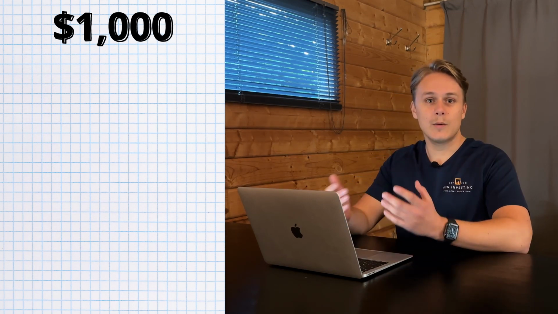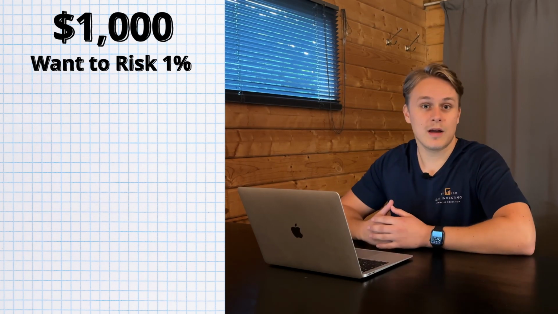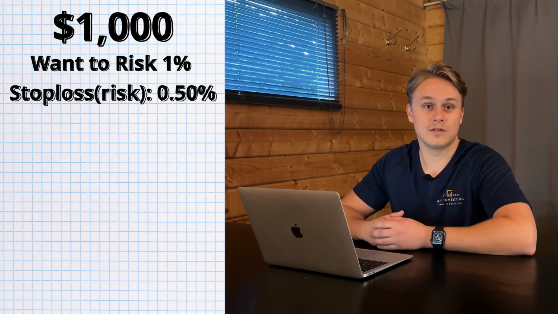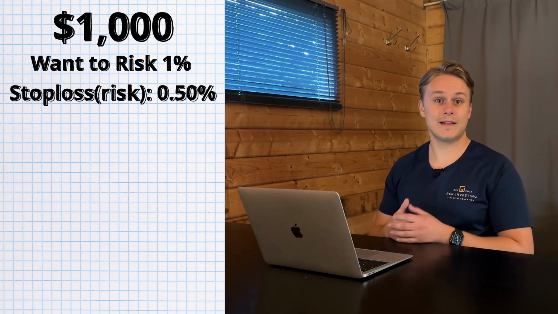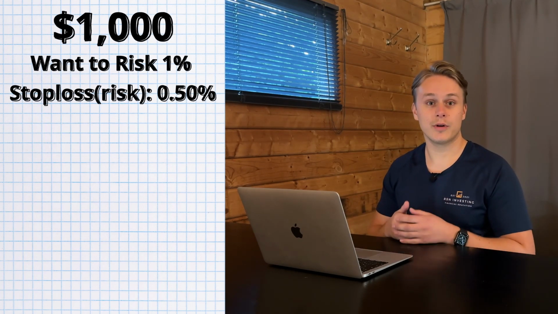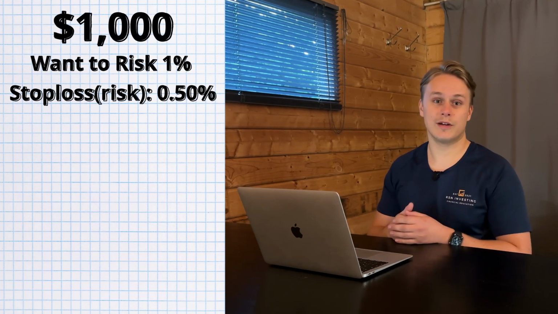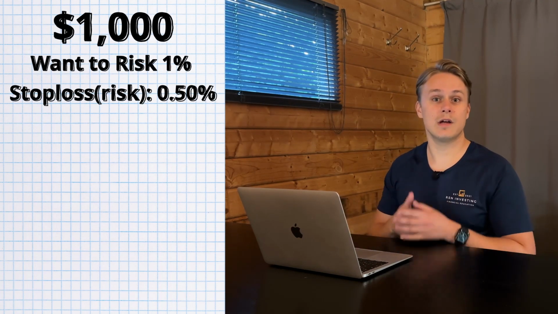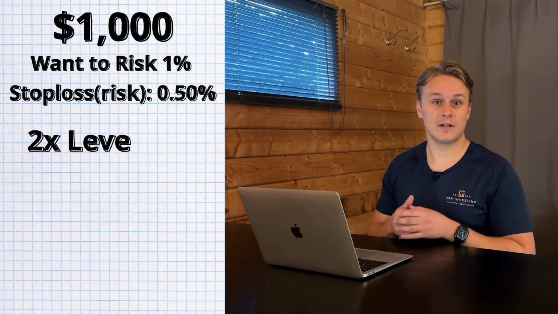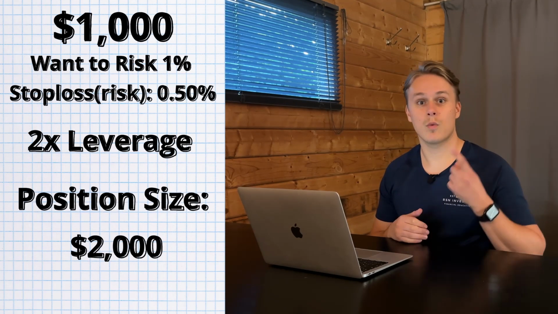Let's say we have a $1,000 trading capital and we only want to risk 1% every trade. Let's say we found a setup and we found a suitable stop loss at 0.5% away from our entry. If we enter this trade with $1,000, we are only risking 0.5%, and that's half of the 1% we wanted to risk. We can fix this by simply doubling our position size using leverage. So we will go into the trade with $2,000 instead of $1,000.